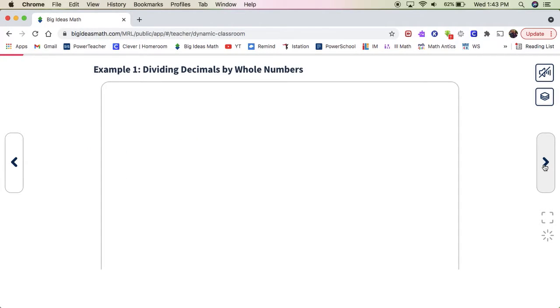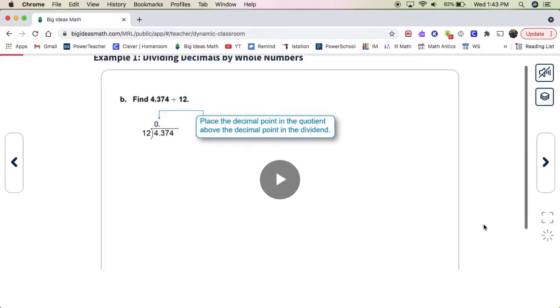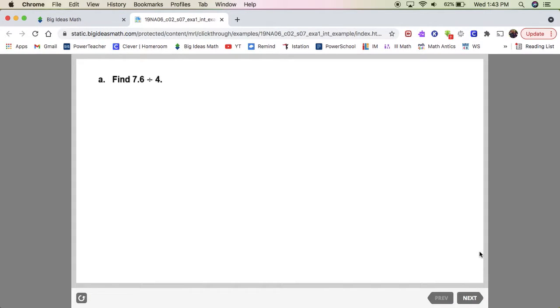Placing your decimal point is very important. It's very important to get that done correctly. So let's do a couple of examples where we're dividing a decimal by a whole number.